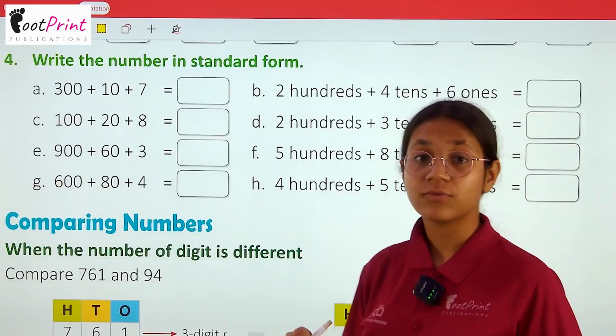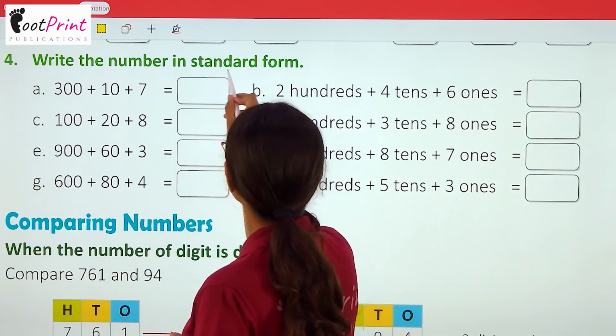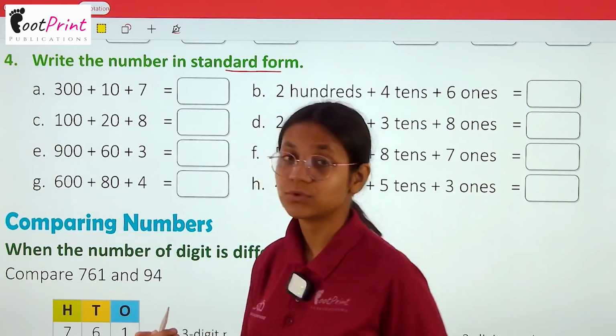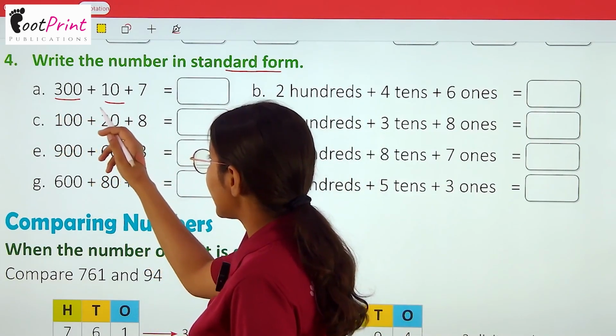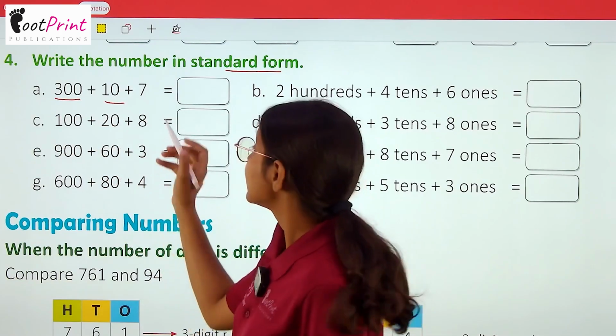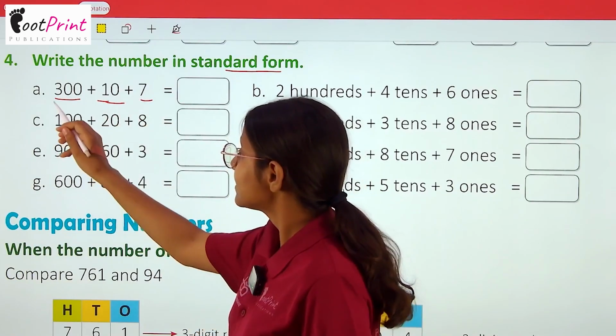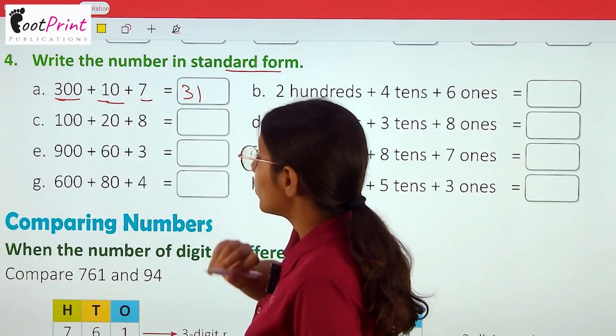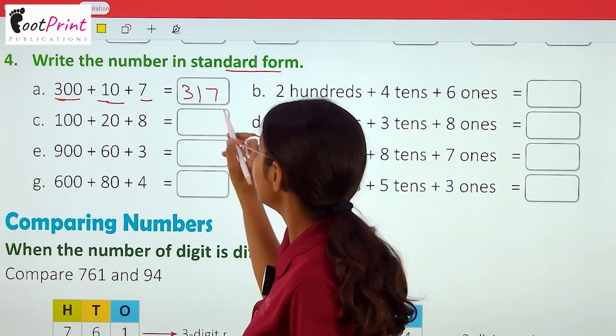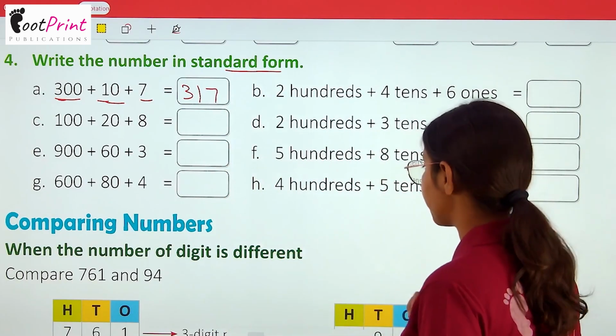Now question number 4 says, write the number in standard form. So we have to write the number 300, 10 and 7. So 7 at ones, 1 at tens and 3 at hundreds. So 300, 70... 10 and 7. It will be 317.